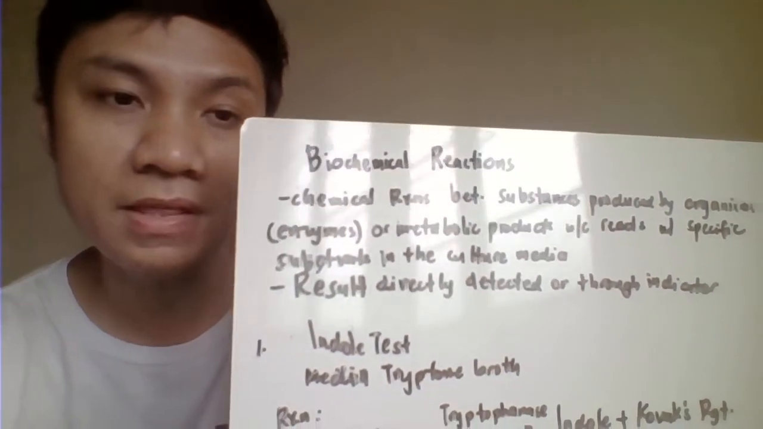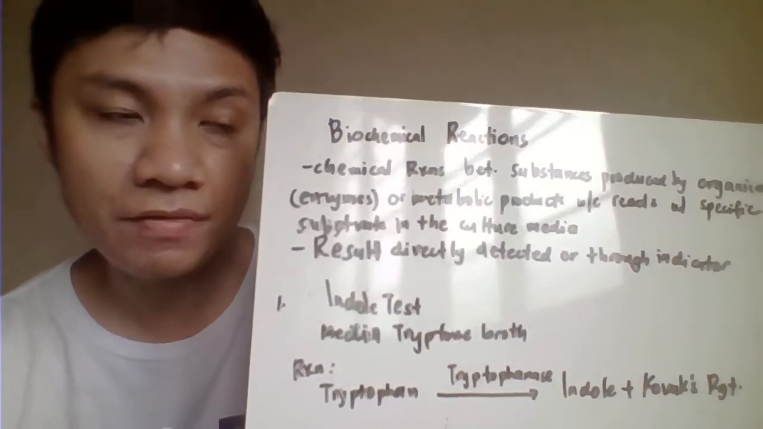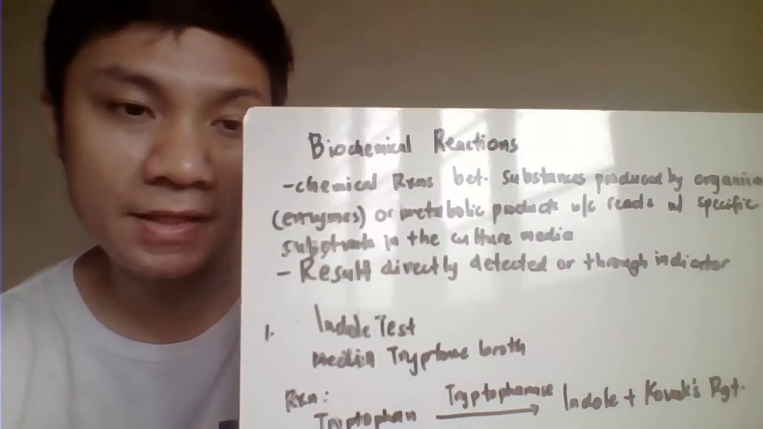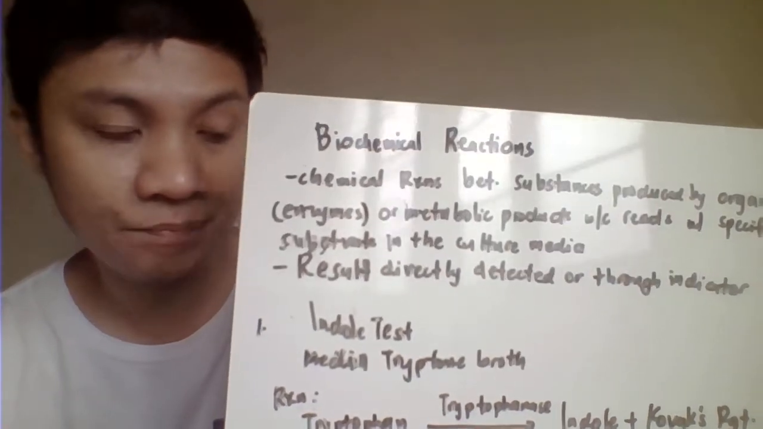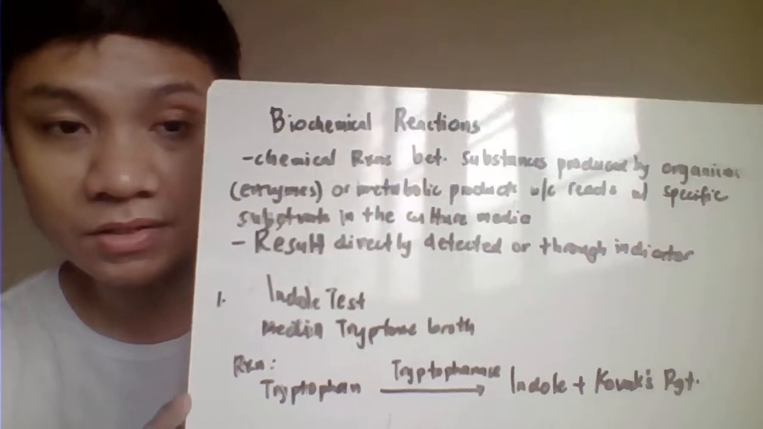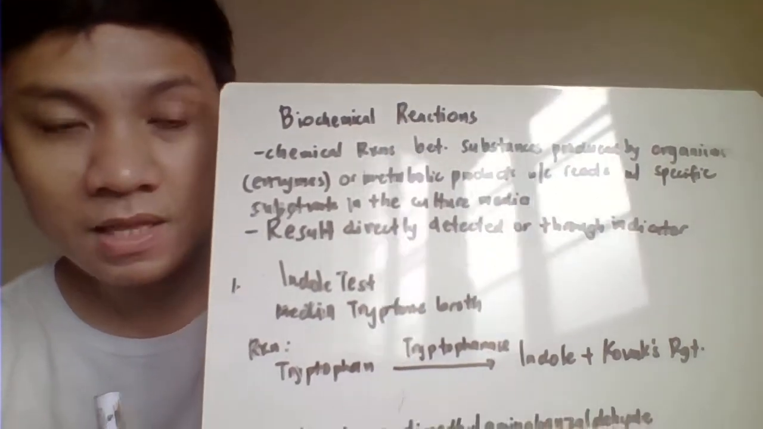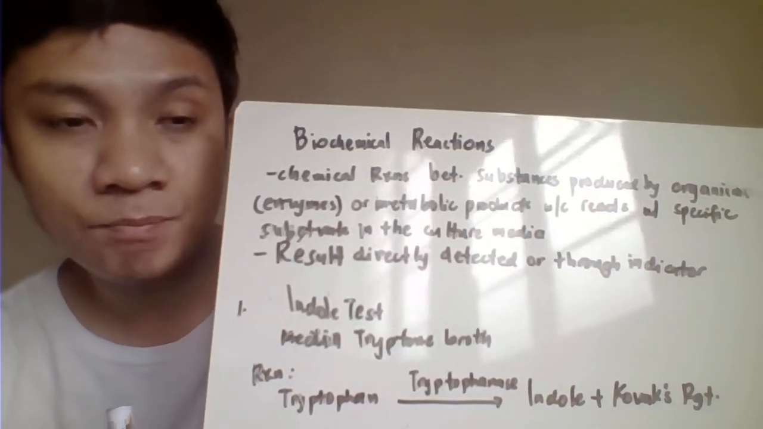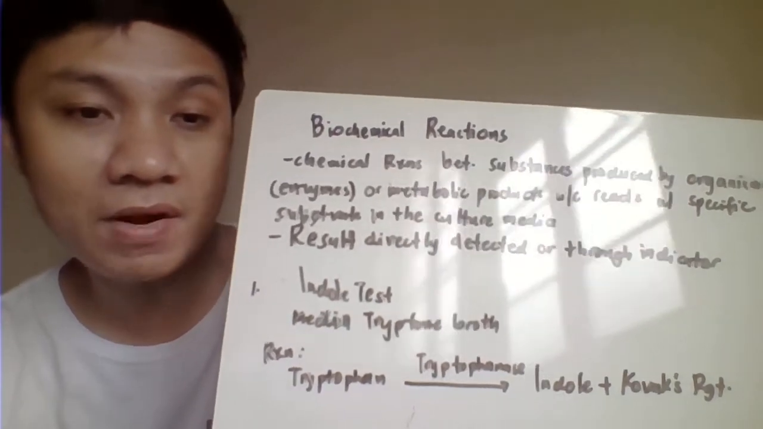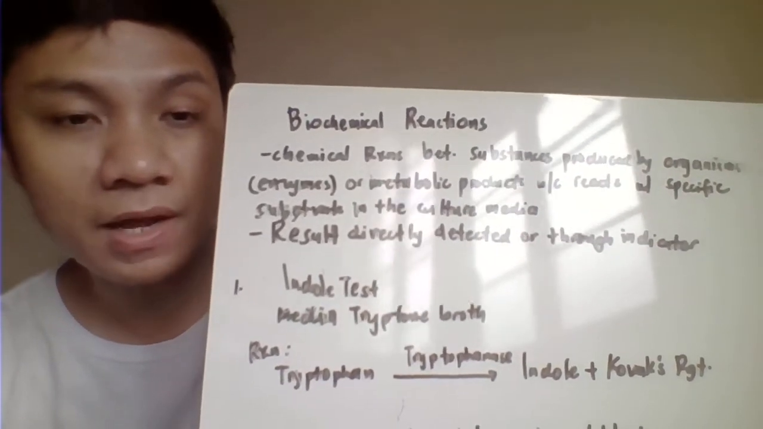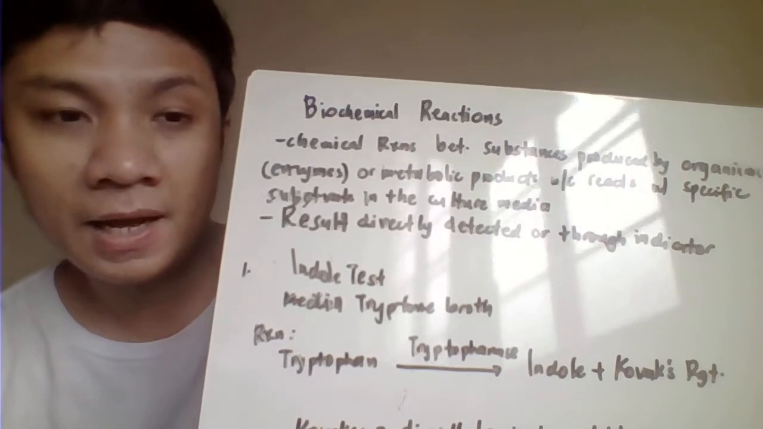Okay, so we have here the biochemical reaction. Biochemical reaction is one of the tests that would help us to identify the bacteria that's been isolated from our clinical specimen. It is just a chemical reaction, just like your chemistry test. It's a chemical reaction between the products produced by your bacteria. The products could be in the form of enzymes or even the end products of the different metabolic pathways that react with a specific substrate found in our culture media to produce a reaction.